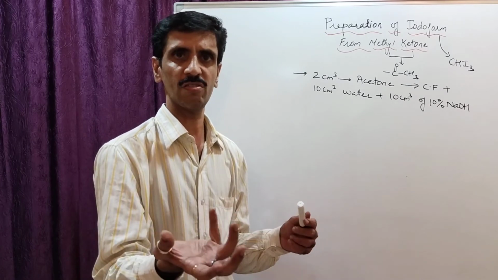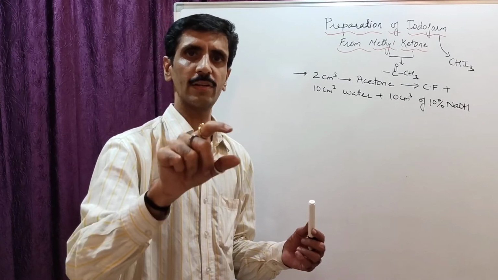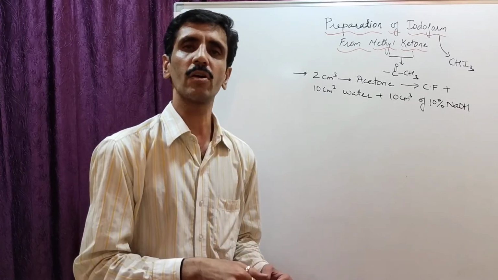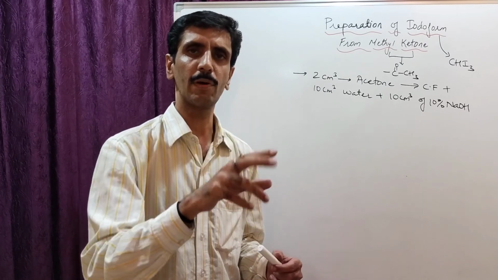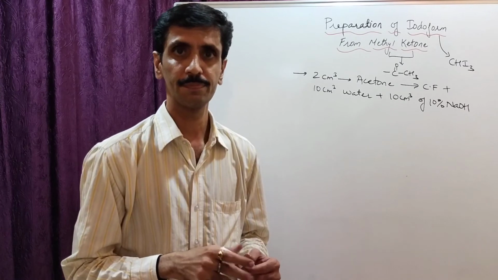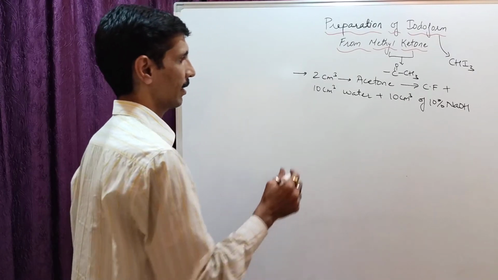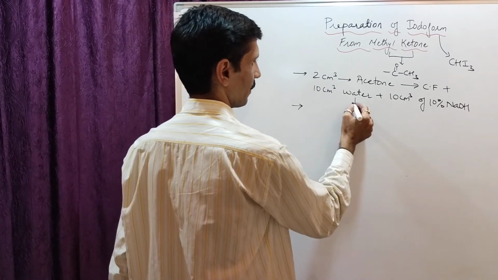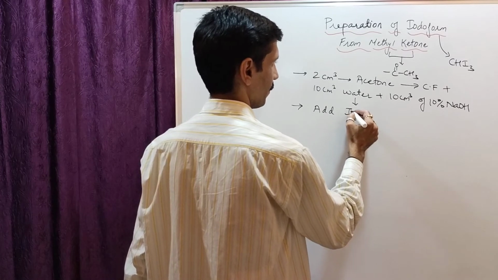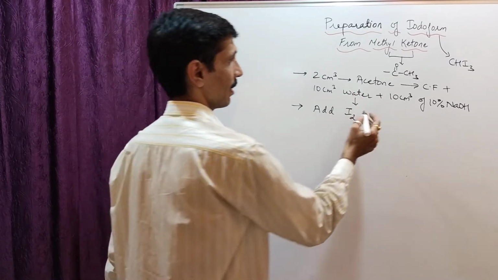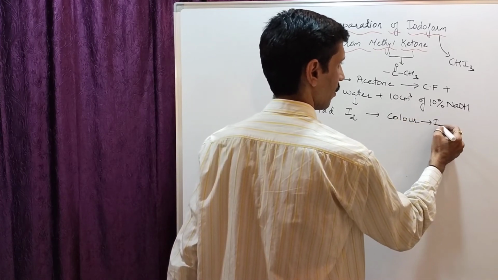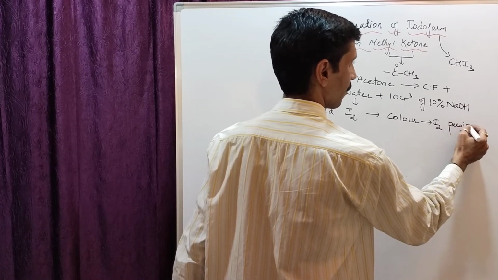We take a conical flask. With the measuring cylinder, you take around 2 cm cube of acetone and transfer it into the conical flask. Add around 10 cm cube of water and 10 cm cube of 10% NaOH. Now the next thing you need to do is add iodine solution into this. Add iodine till the color persists. The color of iodine is going to remain permanently.